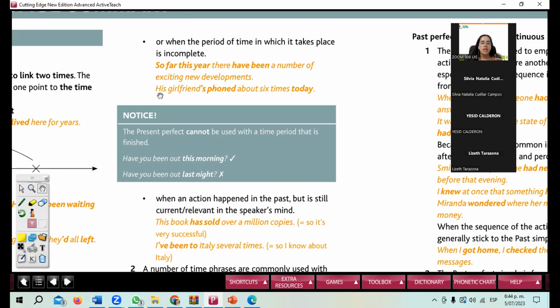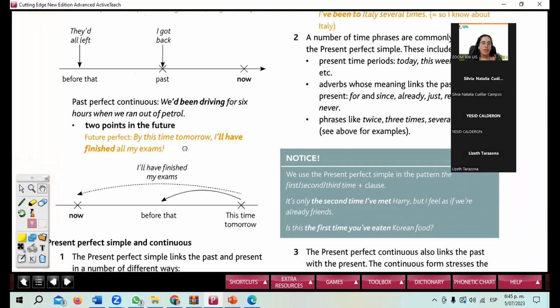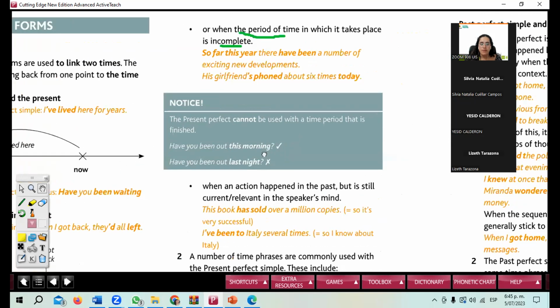His girlfriend has phoned him about 6 times today. Today is not finished yet, so that is why we use the present perfect, okay? When the period of time is incomplete. Okay? Are we clear? These are the general uses of the present perfect.